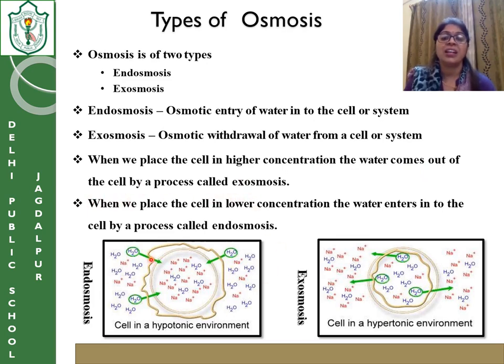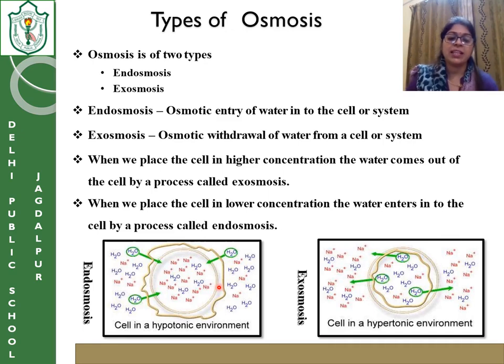You can see that when the cell is kept in the hypotonic, that means outside more H2O is there and inside less H2O is there. You can see the diagram. What will happen? The H2O molecules will start going inside the cell, endoosmosis, and the cell is going to swell up. You can see the round or spherical structure. This shows that it has become turgid. The water will start pushing the cell wall.